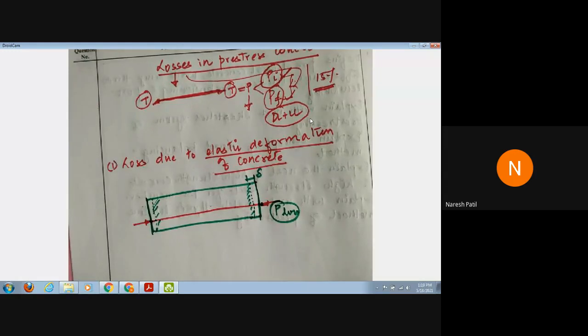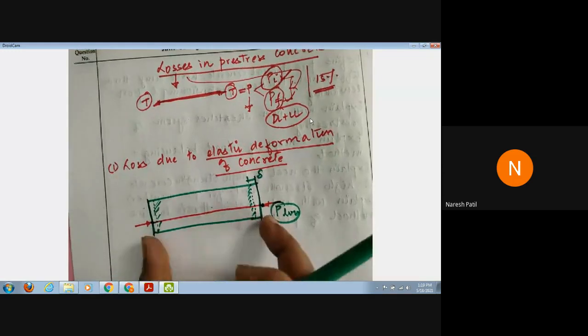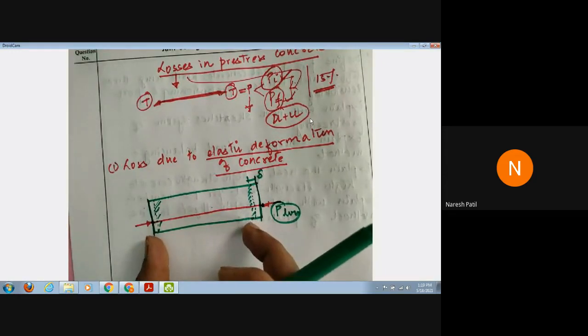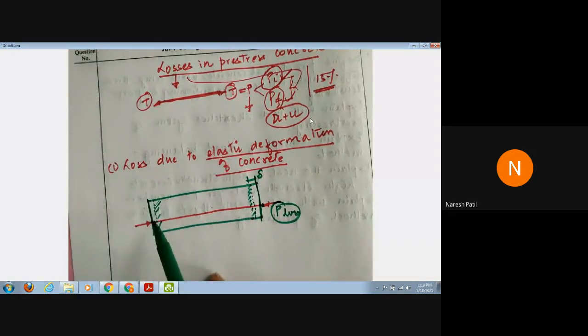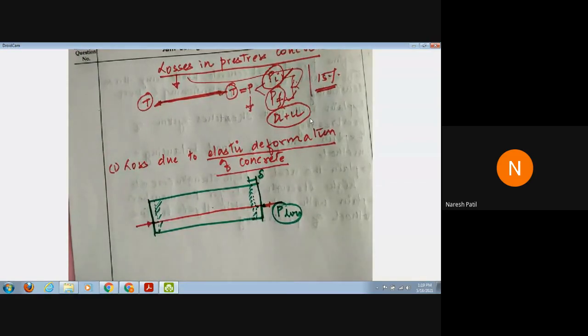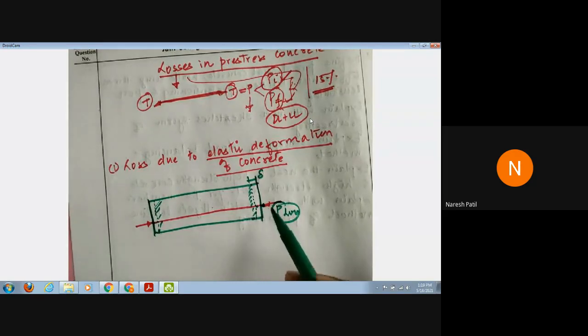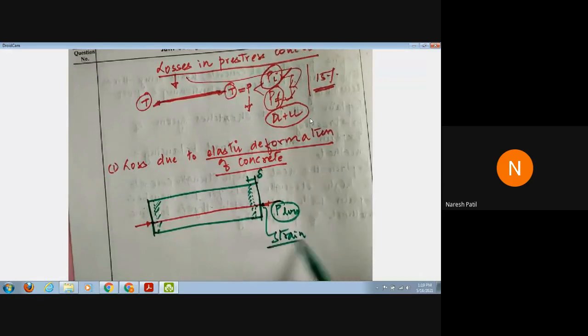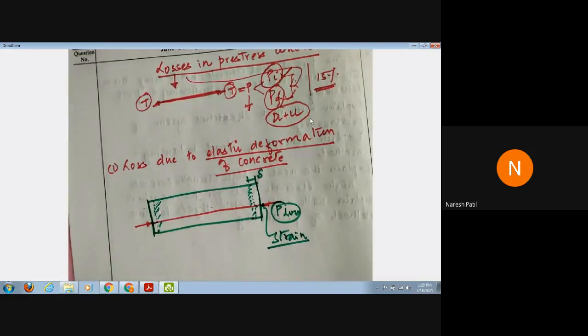So what is it? The concrete will undergo deformation. The concrete deforms elastically, and because of that, there will be loss in pre-stress, or there will be what? Loss in strain. Loss of strain in the pre-stressed tendon.